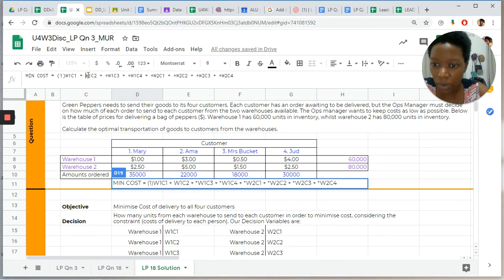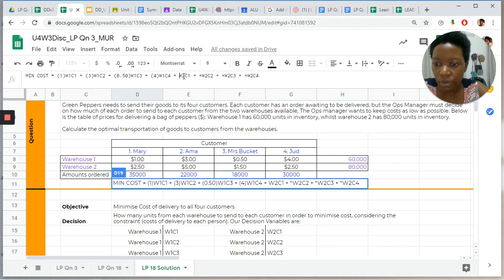My cost to get from warehouse 1 to customer 2, so I'm still in the first row, is $3. That's to get to Amma. My cost to get to Mrs. Bucket is 50 cents. My cost to get to Jude from warehouse 1 is $4. And I do the same for warehouse 2.